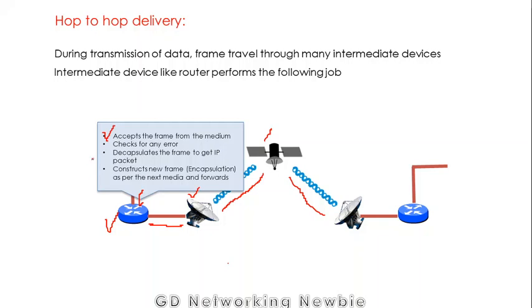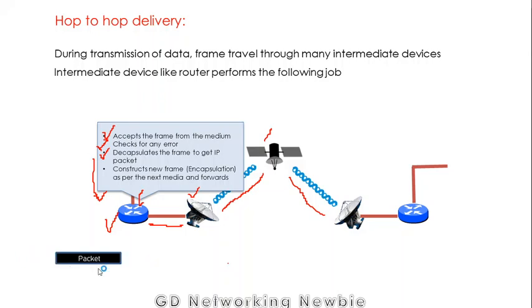So from this medium, the frame arrives and this router receives it. Then the router checks if there are any errors. If there are errors, the router will discard that frame and will not process it further. But if there are no errors, then the router will decapsulate the frame. Decapsulation means removing the trailer and header from the received frame.